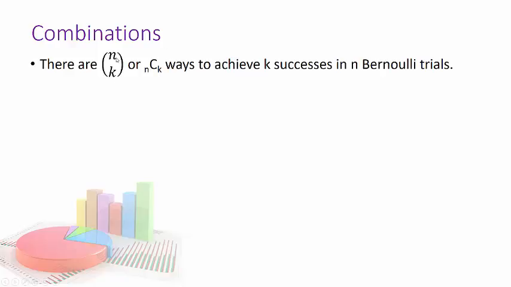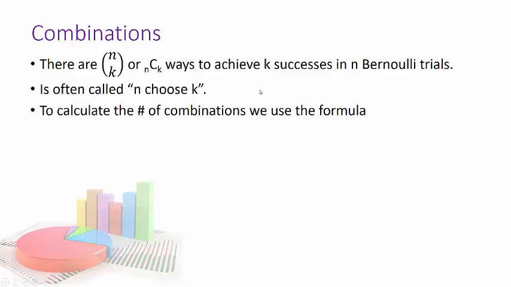It can be written like this, n over k, so it's really n choose k. N is the number of Bernoulli trials, k is the number of successes, and C stands for combinations. It's often also called n choose k. So you have n trials and you're going to choose k to be successes. So to calculate the number of combinations, we use this formula right here, which if you've ever seen factorials before, you might have seen this. We are teaching this formula in geometry now, but it hasn't really been taught before the last year or two.